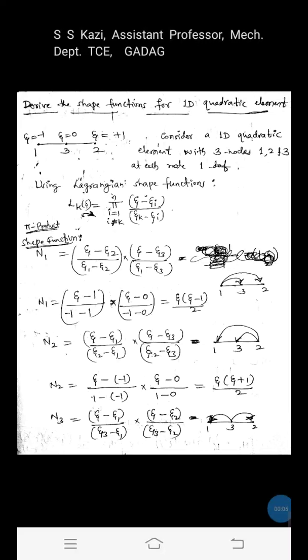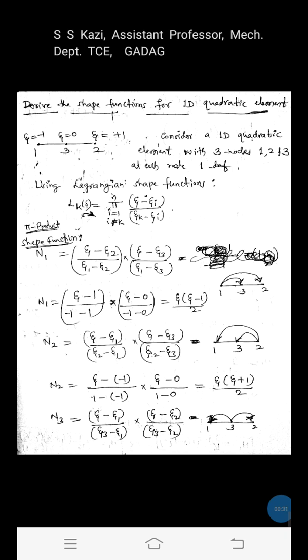In this video session, let us learn how to derive the shape functions for one of the higher order elements, the one-dimensional quadratic element. Higher order elements are those whose order of the polynomial is greater than 1. That is, higher order elements consist of secondary nodes along with the primary nodes. Secondary nodes are nothing but mid-side nodes and the interior nodes, and the primary nodes are the corner nodes.